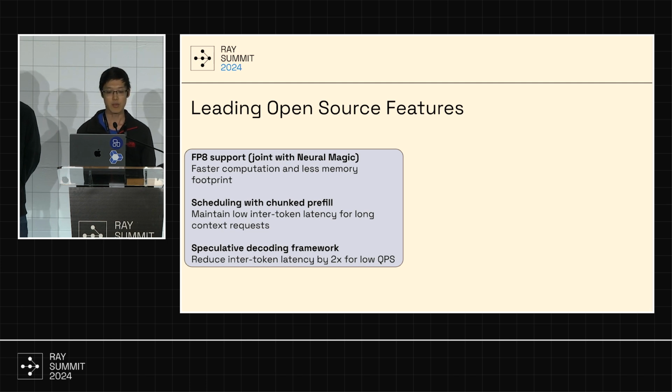There is FP8 support, joint work with Neural Magic, which gives you fast computation and less memory footprint. We also contributed scheduling with chunked prefill, which is able to maintain low inter-token latency for long context requests. And then we also contributed the speculative decoding framework, which reduces the inter-token latency by more than 2x for the low QPS serving cases. I will dive into all of those 3 features in the rest of this talk.